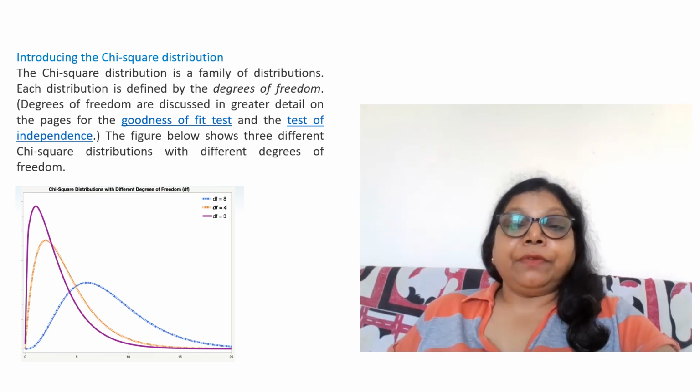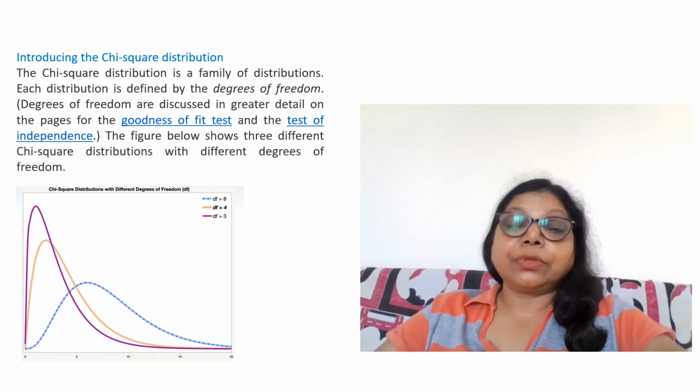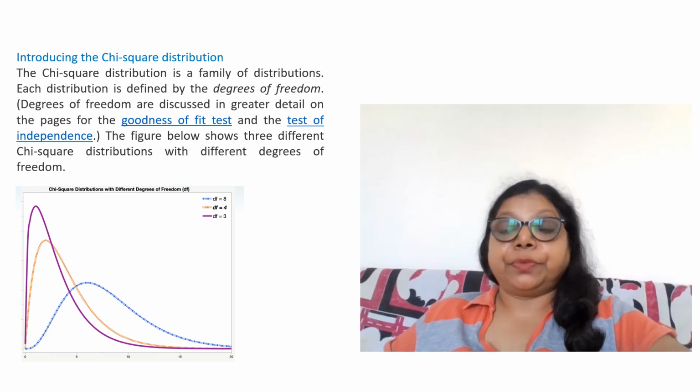symmetric. We compare the blue curve to the orange curve with 4 degrees of freedom. The orange curve is very different from a normal curve. The purple curve has 3 degrees of freedom and looks even less like a normal curve than the other two curves. So the higher the degrees of freedom for a chi-square distribution, the more it looks like a normal distribution.